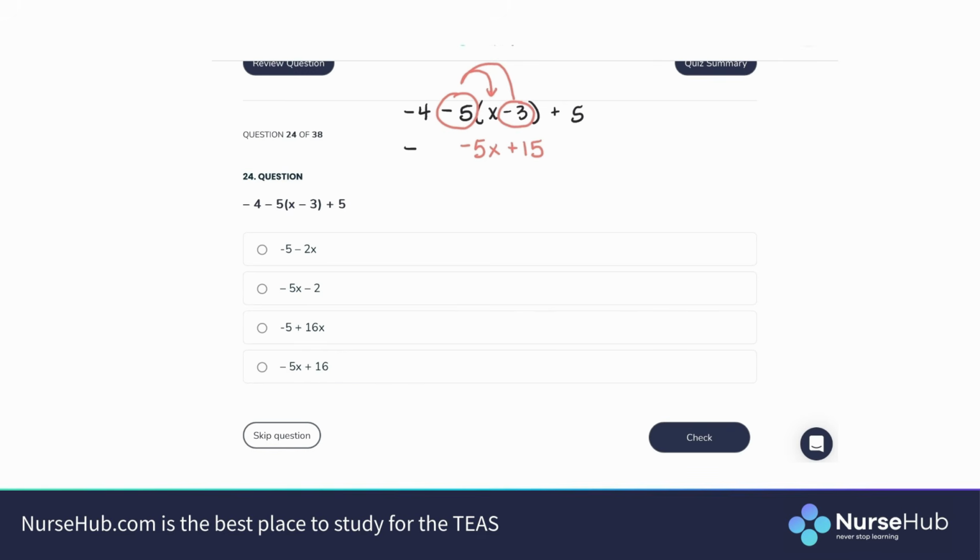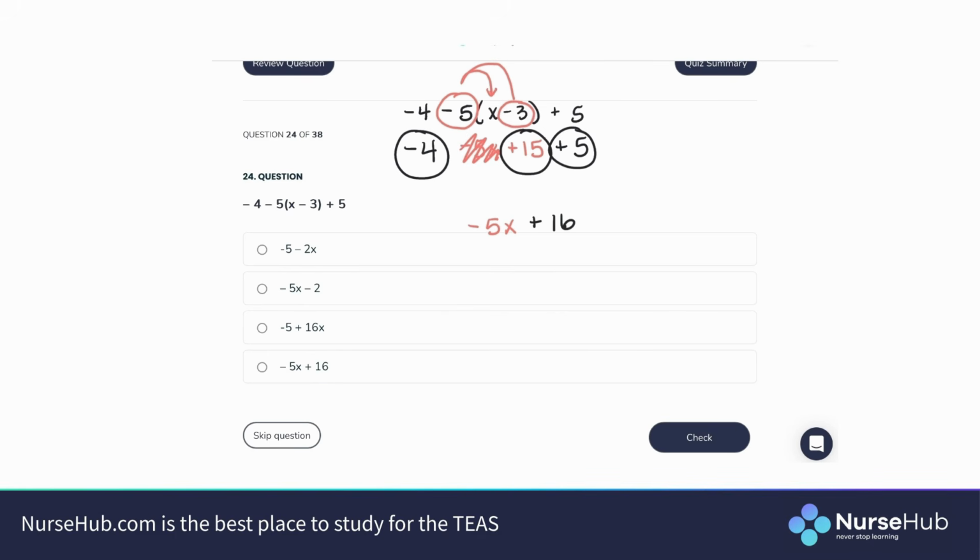So now I put my other numbers back. So negative 4 minus 5x plus 15 plus 5. Now I combine like terms. There's only one x value, so negative 5x comes straight down. Now I have minus 4 plus 15 plus 5. Order here for all addition doesn't matter. So if I do 15 plus 5, that's 20, minus 4 gives me plus 16.